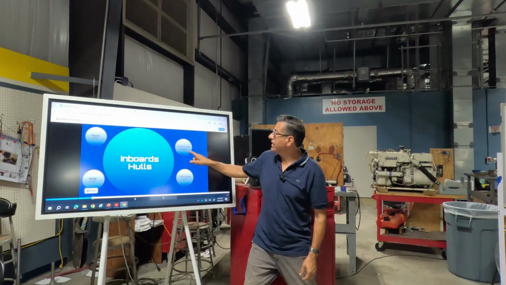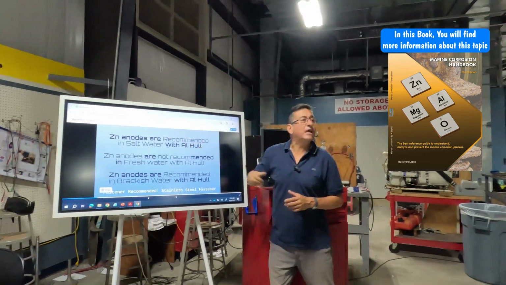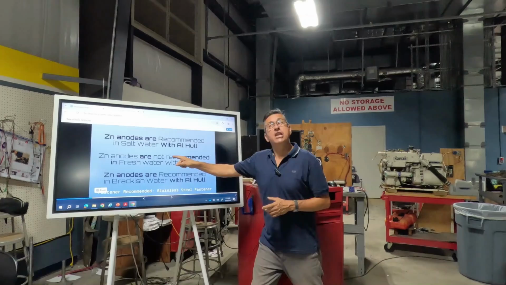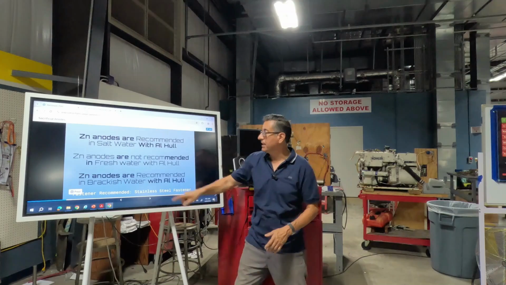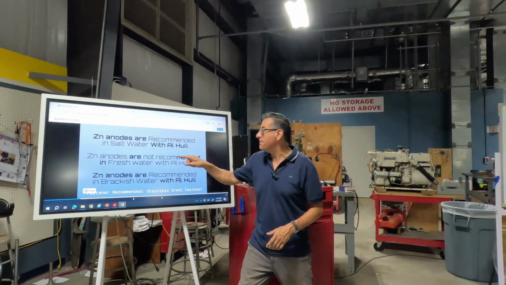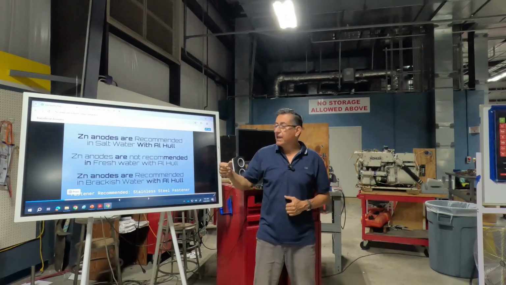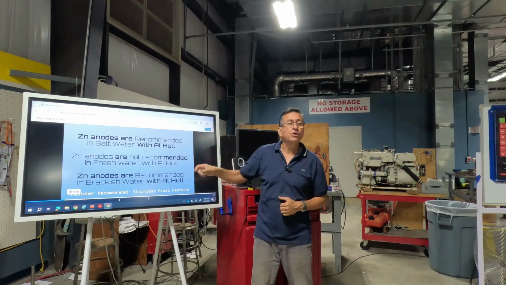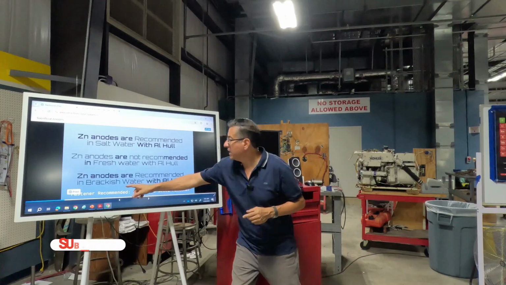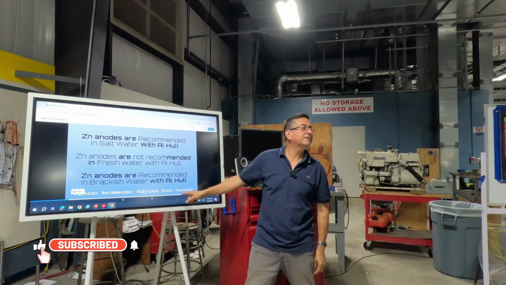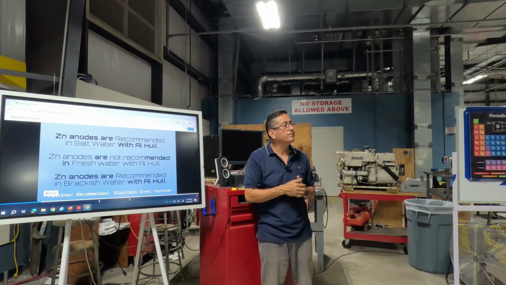What happens if the hull is in aluminum? Zinc anodes are recommended in salt water with aluminum. Zinc anodes are not recommended in fresh water with aluminum. Very interesting. And zinc anodes are recommended in brackish water with aluminum. Interesting, no, guys? And what about the hardware on aluminum hulls, the washers, the nuts? Stainless steel should be the washers, the nuts and the screws.